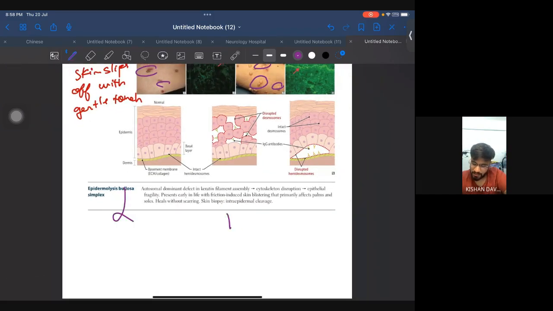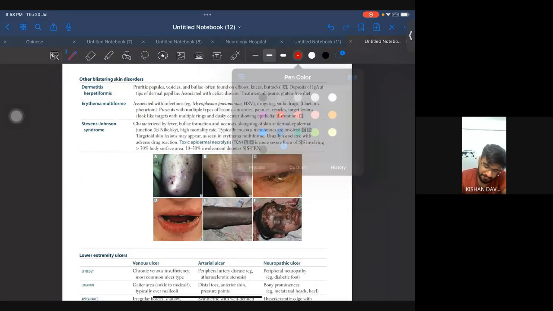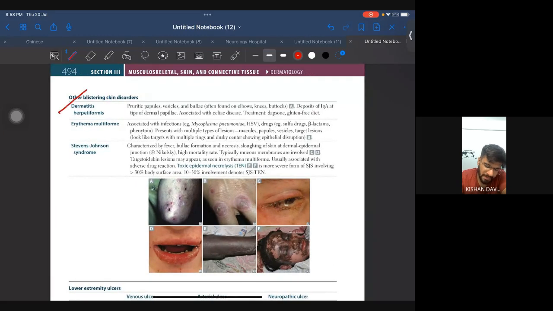You can skip this. Moving ahead, other blistering skin disorders. Dermatitis herpetiformis is very important, and most commonly they ask it with celiac disease. It comes with celiac disease, with deposits of IgA at the tips of dermal papillae.